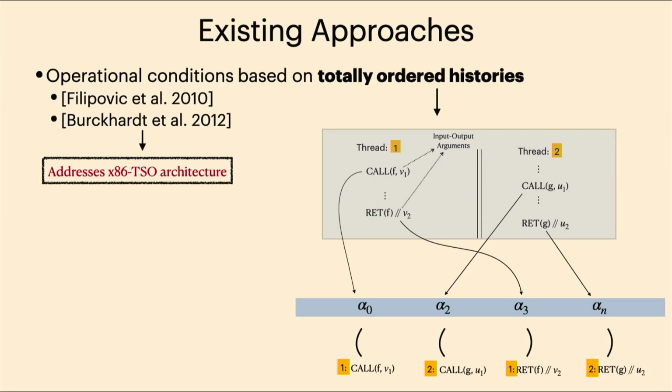When we say totally ordered history, we mean a sequence of calls and returns of library functions, recording the local state of the corresponding thread at the moments of the client-library interactions. For instance, this is the first work which tries to do this for sequentially consistent memory, and this was the work which addresses the x86-TSO architecture in the same operational way. What we want to do in this work is consider an even weaker memory model.